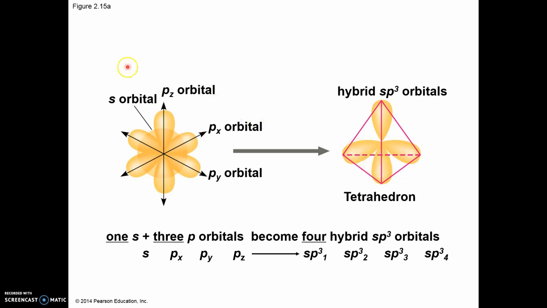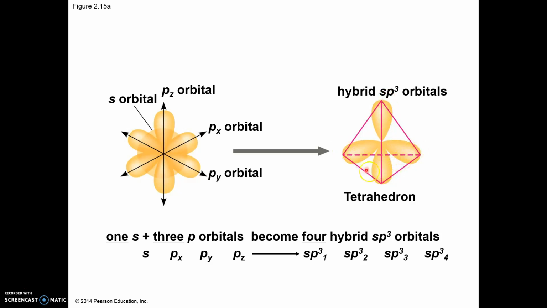And if you recall, we're starting off with 4 orbitals, an s orbital and 3 p orbitals. So the s and 3 p orbitals become these 4 new hybrid orbitals that we will refer to as sp3 orbitals. And there are, in fact, 4 of them. They form along an axis, a kind of trigonal pyramid shape that we call a tetrahedron.